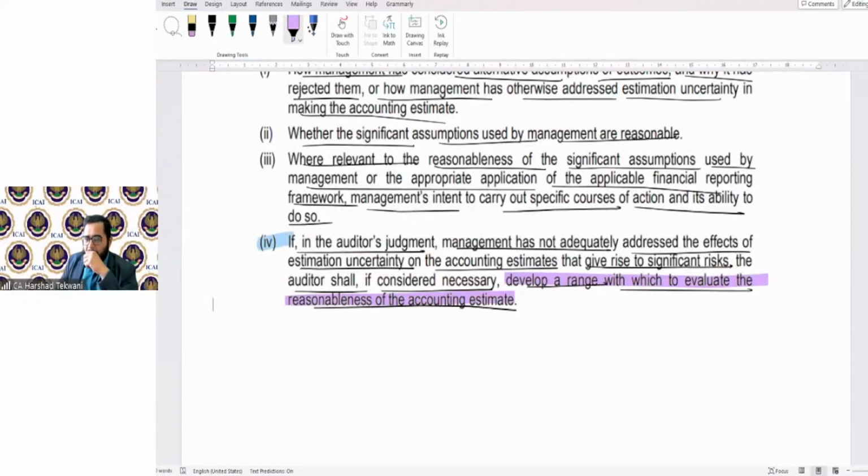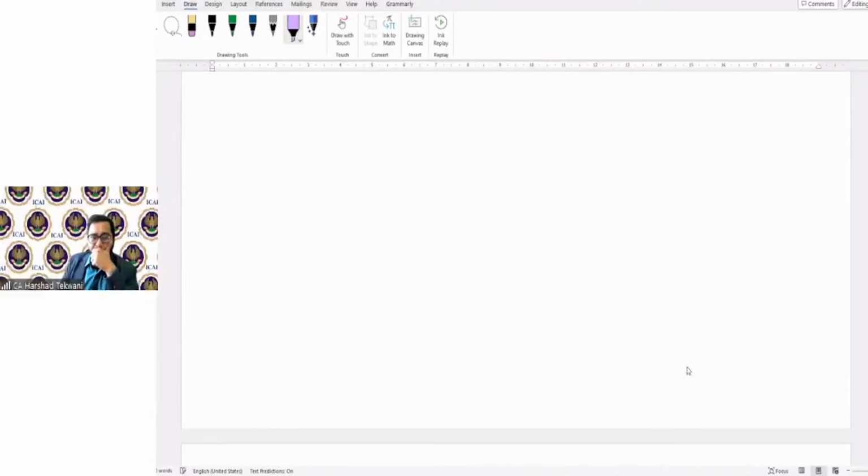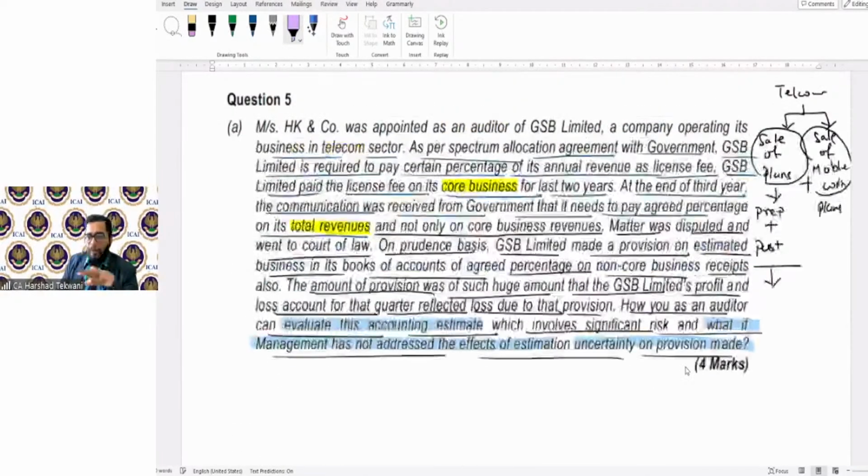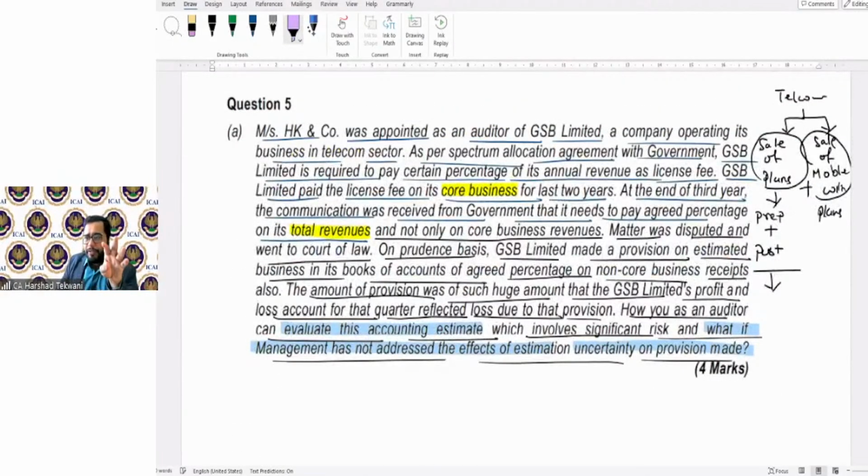Clear? Any doubt? Any doubt with respect to this question or any of the points of this particular essay?